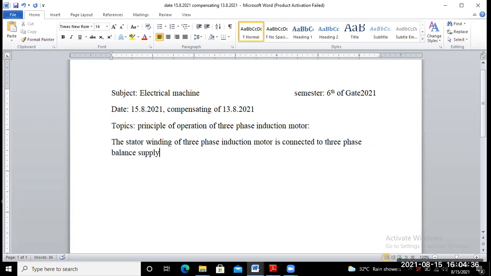Balanced supply. The flow of three-phase current in the three-phase stator winding produces a rotating magnetic field at the synchronous speed ns equal to 2f1 by p revolutions per second.